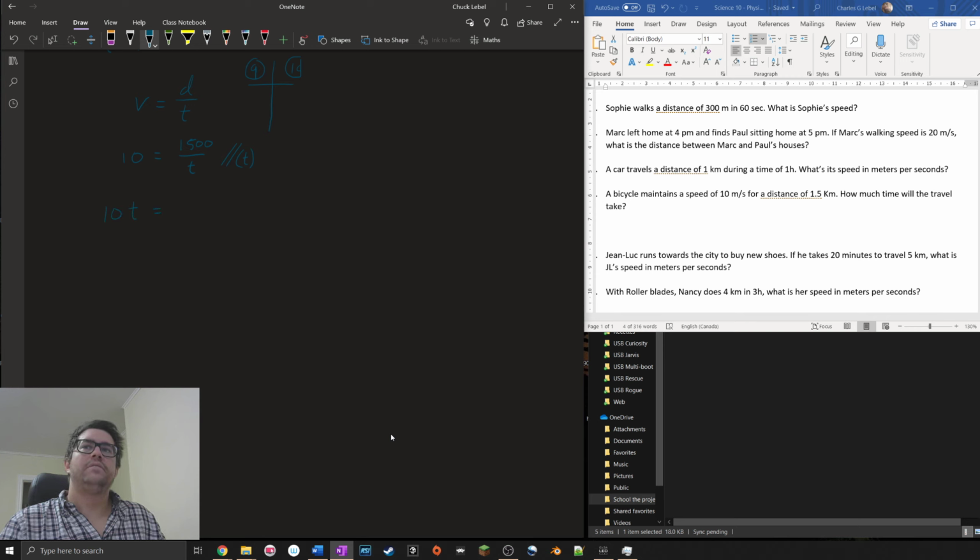or 10 times t. 1500 divided by t times t. So of course, this cancels out with this. You get 10t equals 1500. Now what? Again, I want t equals something. I don't want 10 times t. So what do I do? What's the opposite of times by 10?